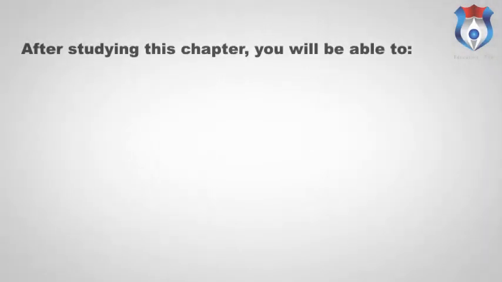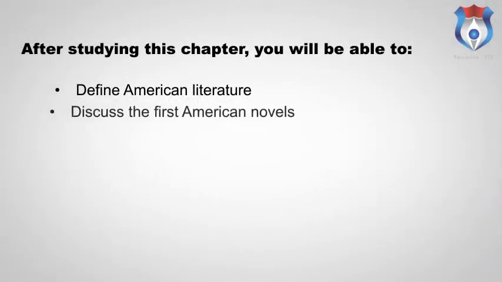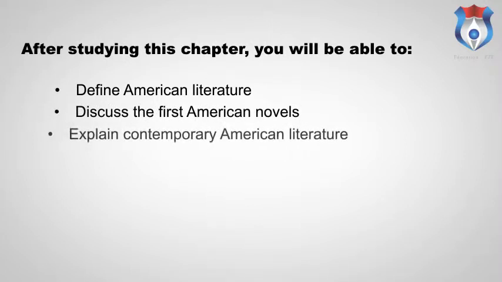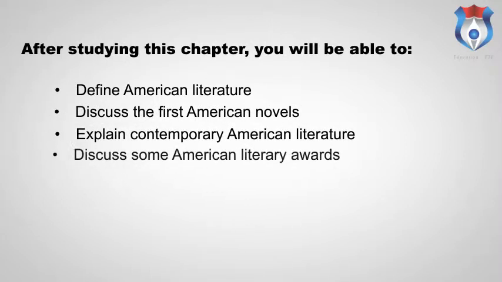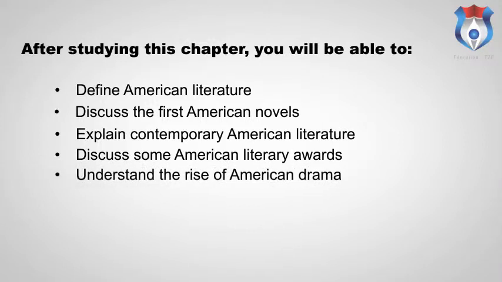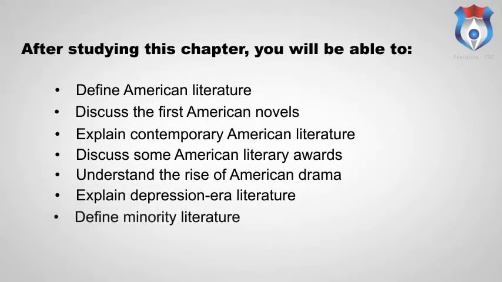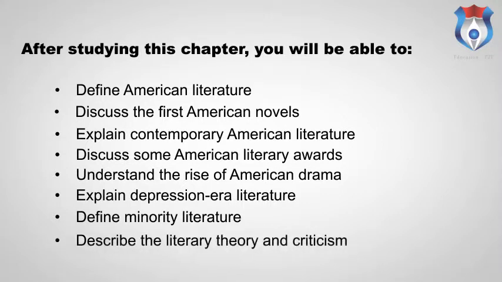After completion of this lecture, we will be able to learn the following objectives: define American literature, discuss the first American novels, explain contemporary American literature, discuss some American literary awards, understand the rise of American drama, explain Depression era literature, define minority literature, and describe the literary theory and criticism.